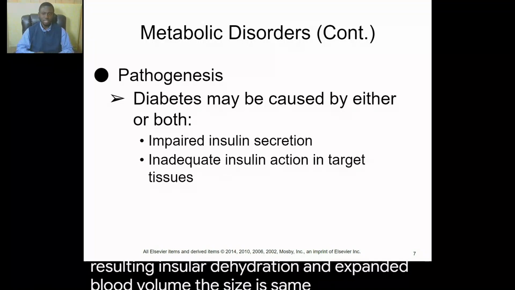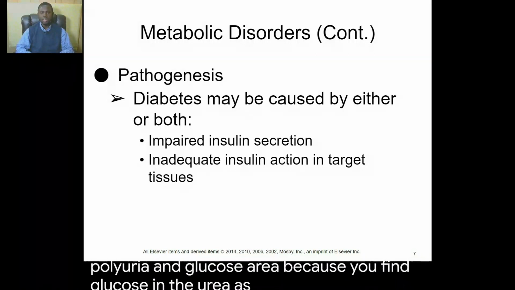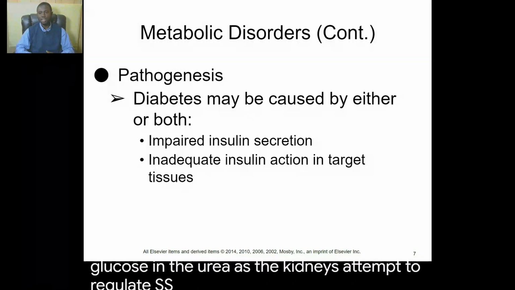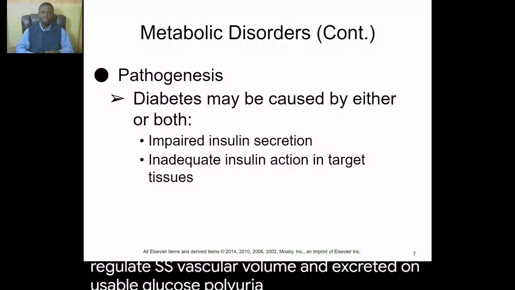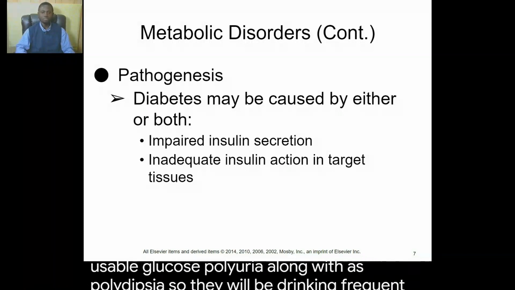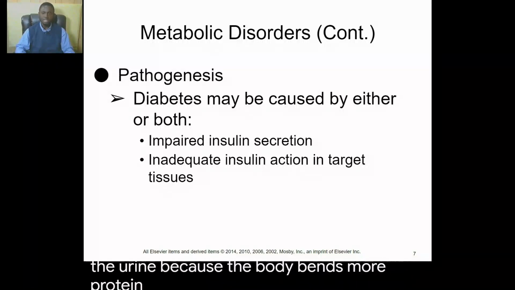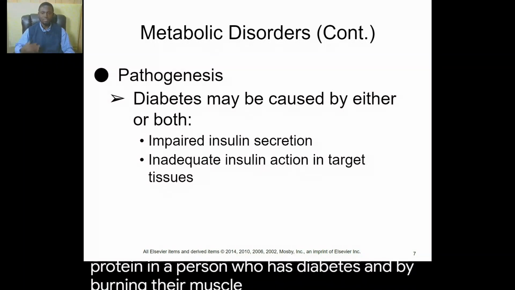The signs and symptoms include polyuria and glucosuria, because you find glucose in the urine as the kidneys attempt to regulate excess vascular volume and excrete the unusable glucose. Polyuria along with cellular dehydration causes excessive thirst, which is known as polydipsia, so they will be drinking frequently. Also, ketones and acetones are screened in the urine because the body burns more protein in a person who has diabetes by burning their muscle and fat.